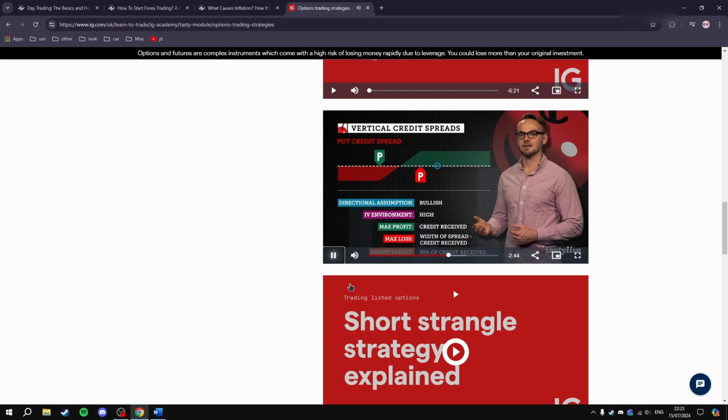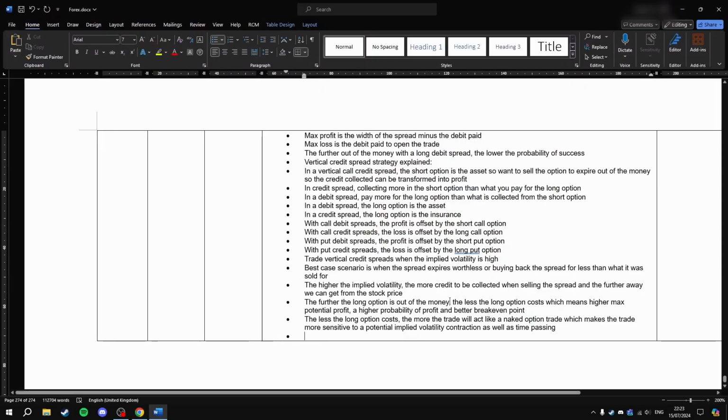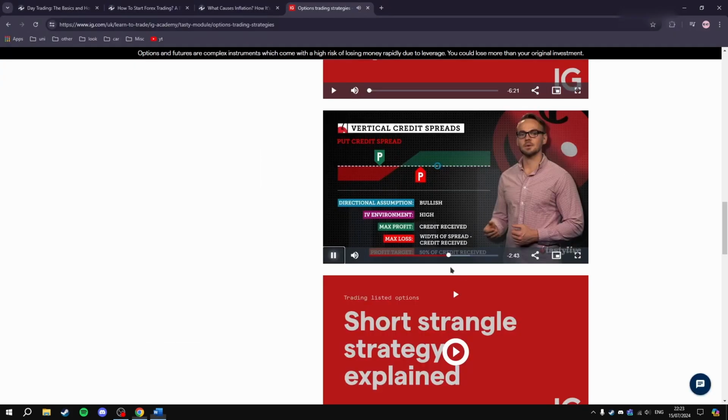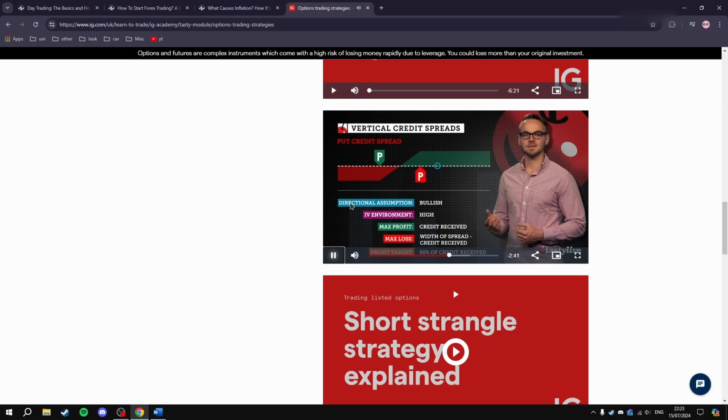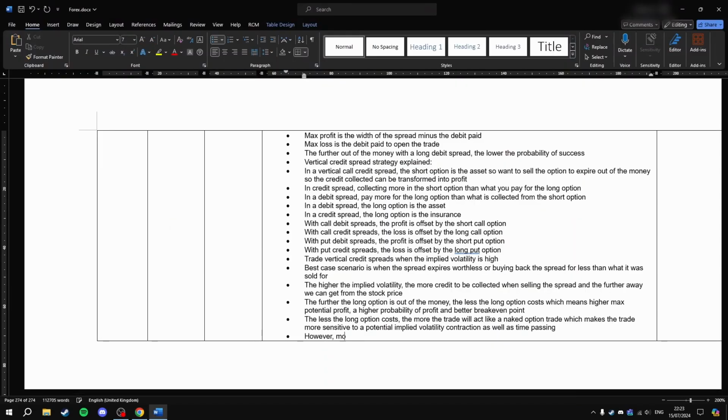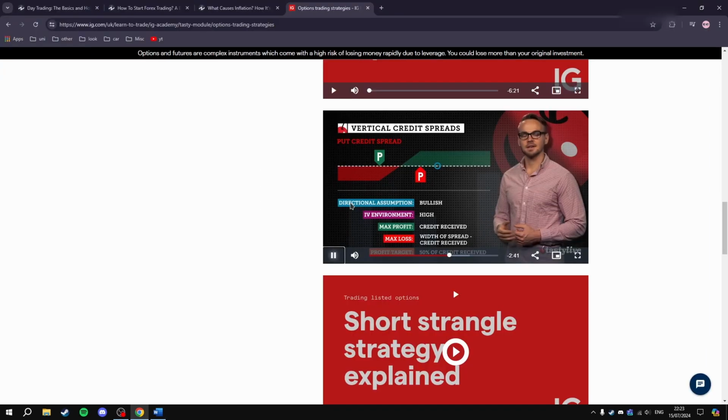The trade-off to consider is that we're taking on more risk by widening the spread, so we need to ensure we're comfortable with additional risk in exchange for a higher probability trade.